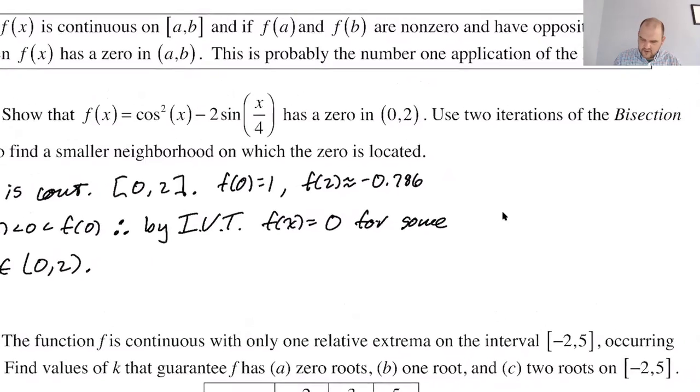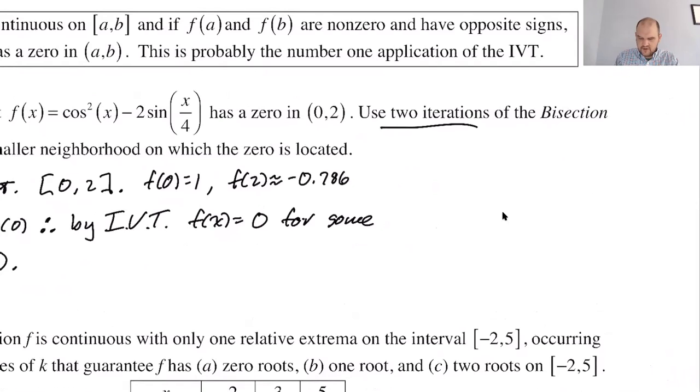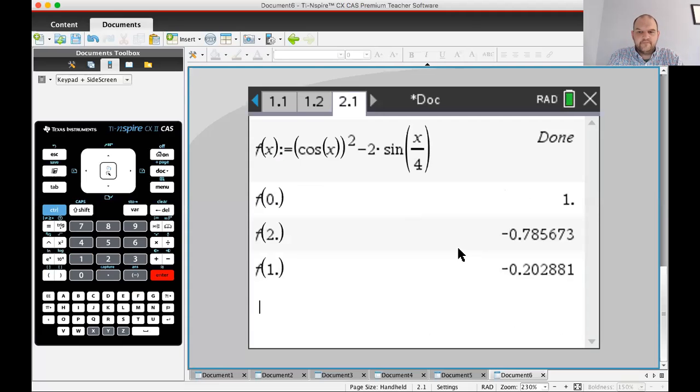All right, now it says use 2 iterations of the bisection method. So what I currently have is that I know the 0 is somewhere between, so I started off with c between 0 and 2, where f of c equals 0. I'm going to find the midpoint of that, which is 1, and see what f of 1 is. So let's go to the calculator. f of 1 is negative, which means that 2 was the value giving me the negative.